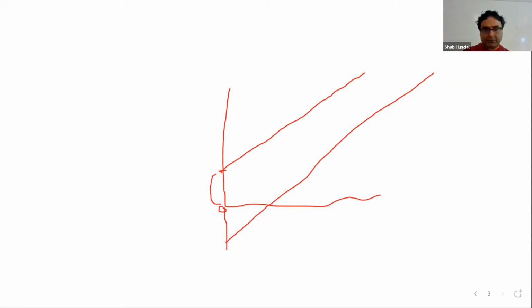Sorry, what was that? It is visible only your graph. Okay. This one. Can you see this? No. In Zoom, you can't see this one? No.